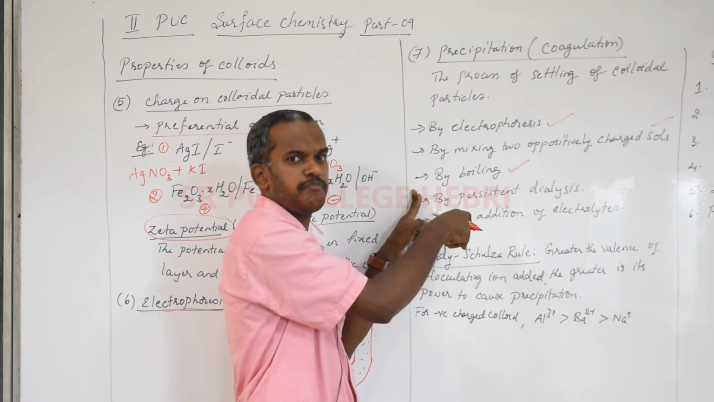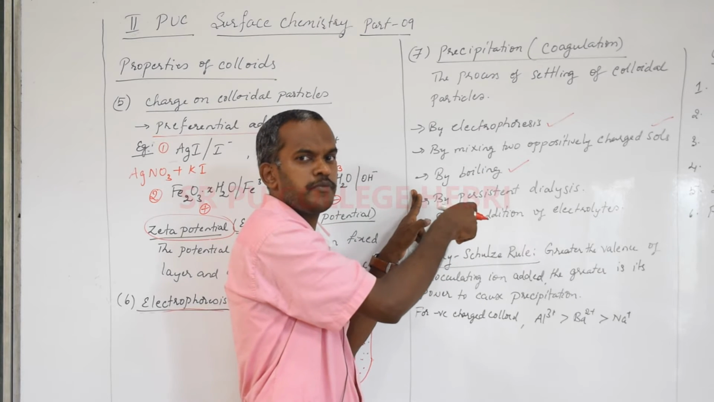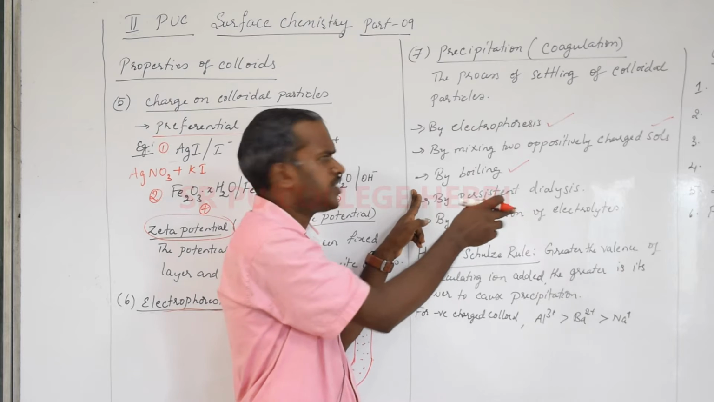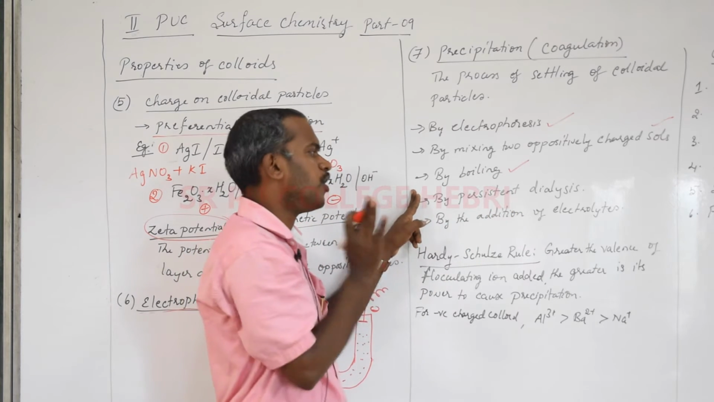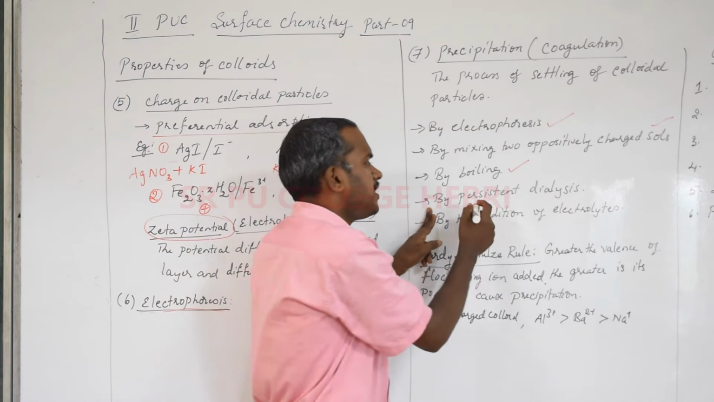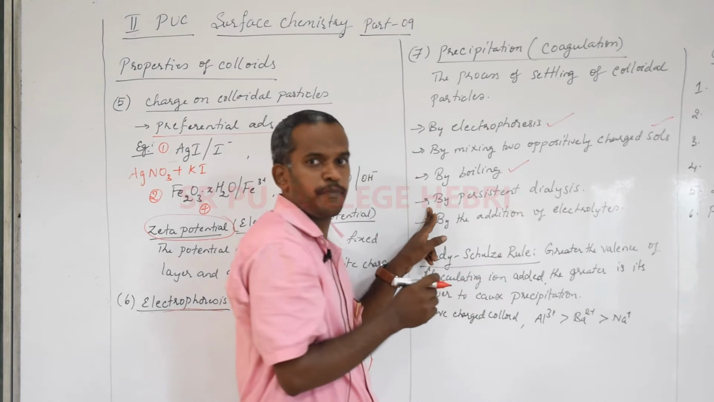Milk is also an example of a colloid. On boiling, milk will not be spoiled. Pasteurization we have heard. It is not for all colloids, but some colloids can be converted into precipitate by boiling. The next method, dialysis, I told you, is one of the methods of purification of colloids.